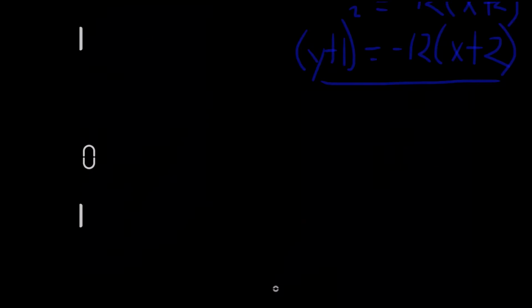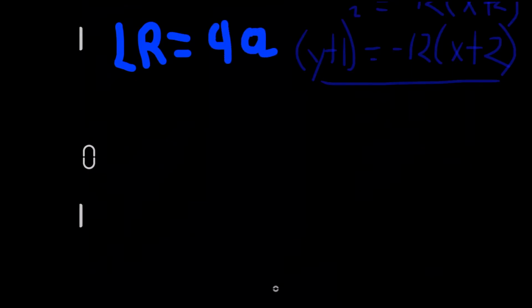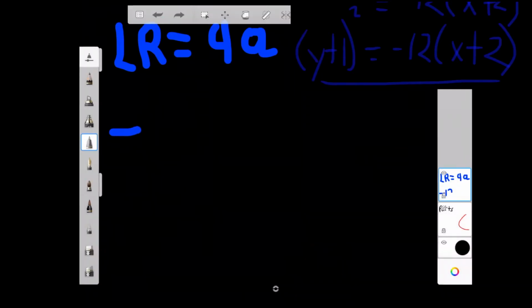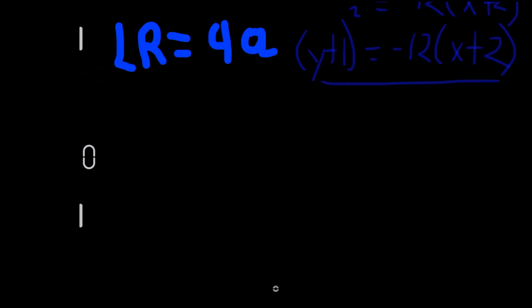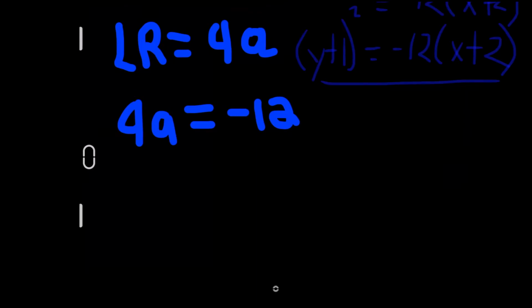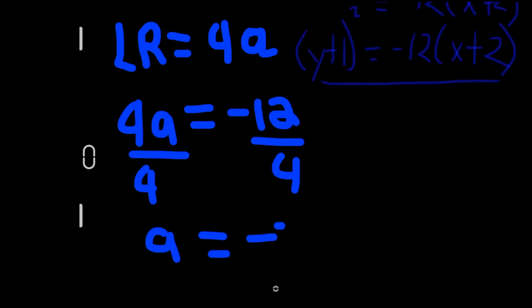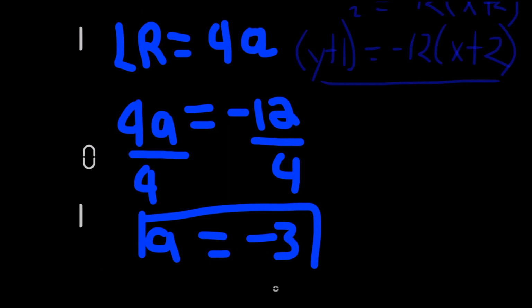Next up is finding the latus rectum. So LR is equal to 4a. Therefore, our 4a is negative 12. So we just have to move the 4a over here, and then here's the negative 12. So divide both sides by 4. So you get a equals negative 3. That's it. We have now the latus rectum.